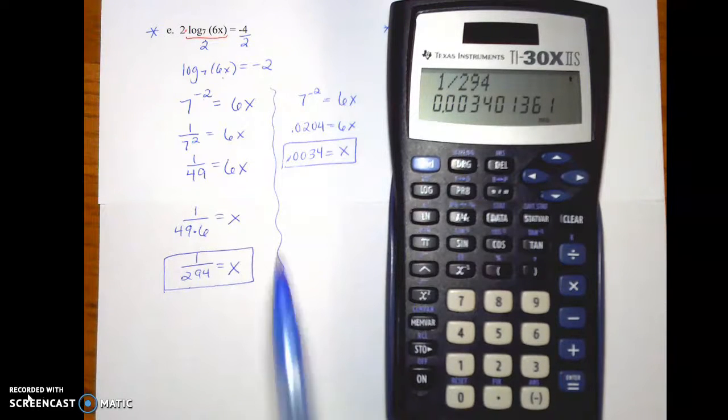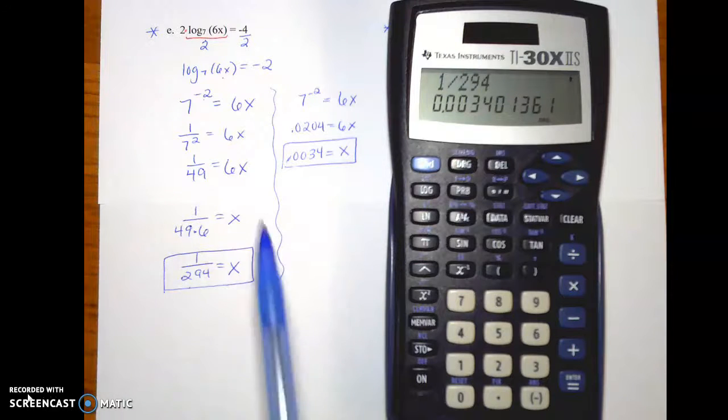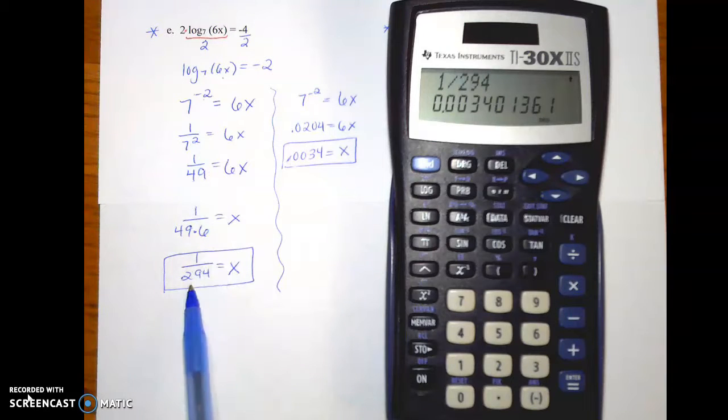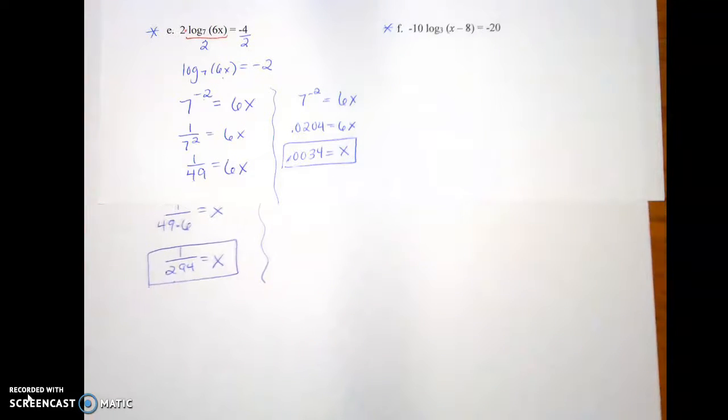Just be ready to do it both ways, because your quiz on Friday will be multiple choice. So if you see an answer like this and you've done it like this, you have to know that maybe you should have walked through it in a different way to get the fractional answer instead. Okay, so just one more.